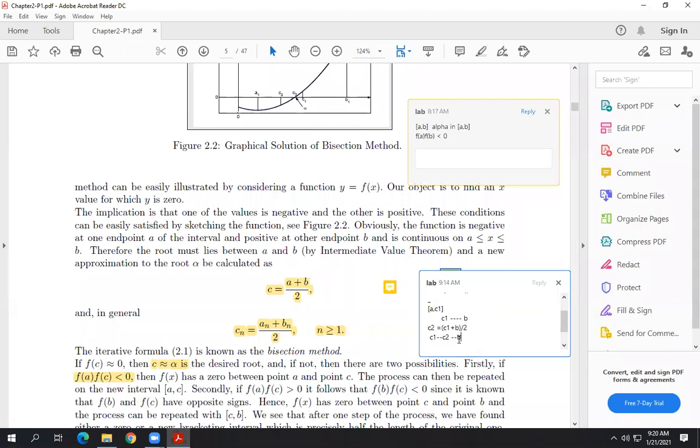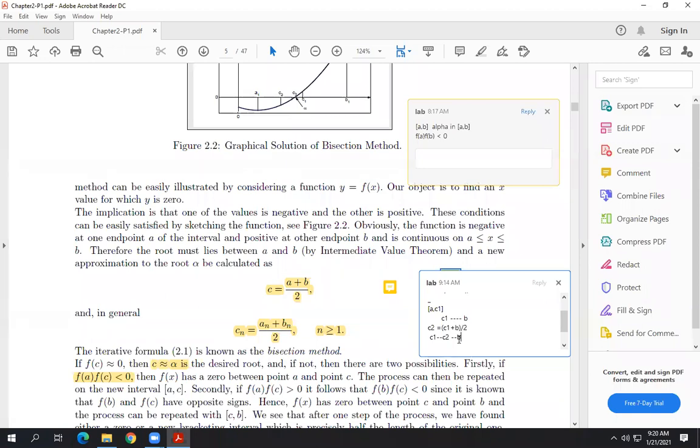Very simple, this one here. But as I told you, the good point of the bisection method is that it always converges. Always converge means when you find C1, C2, C3, they always come inside the interval. This is a good point. But it is slow. If we want to come closer to alpha by the bisection method, we have to use the formula many times because it is a very slow method.